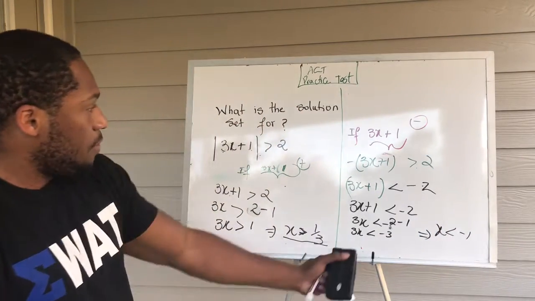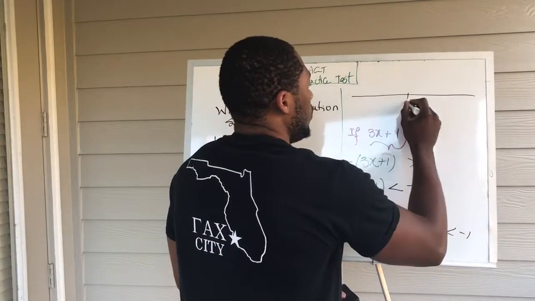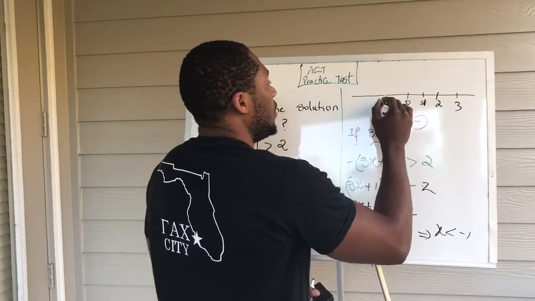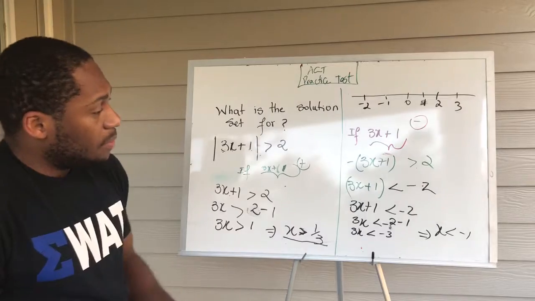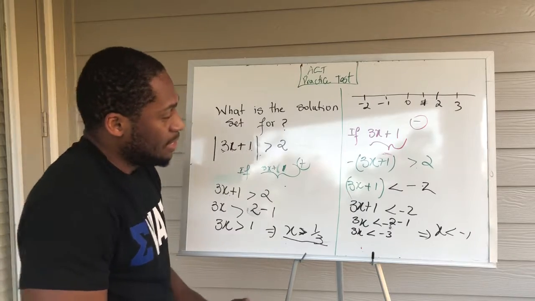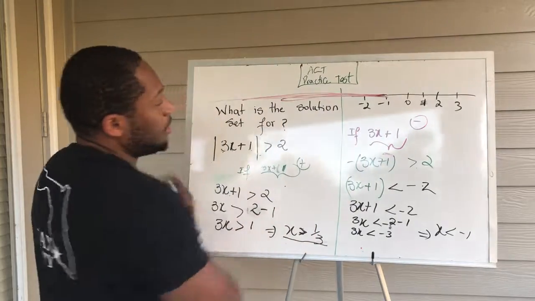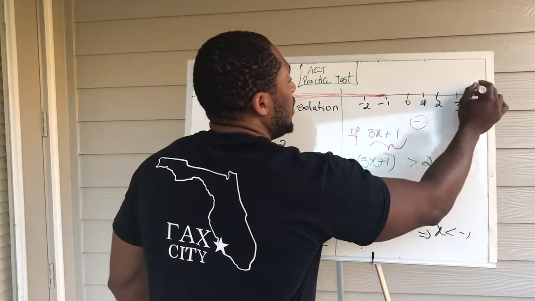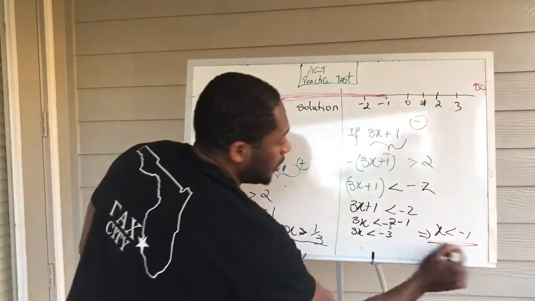Okay, so how do we graph this? Think about the number line here: 0, 1, 2, 3, negative 1, negative 2. It says x is less than negative 1. So anything that is less than negative 1 is going to be to the left of this. Think about you have negative infinity here and positive infinity here. Anything to the left of this is the solution. So anything that is less than negative 1 is going to be part of the solution. This is the first solution right here.